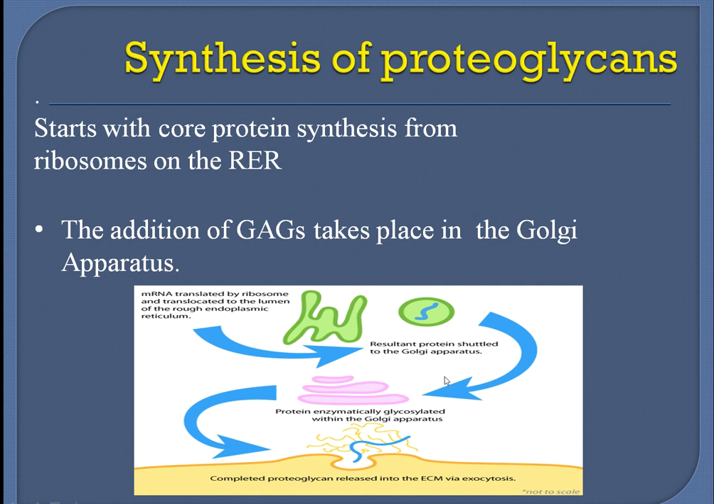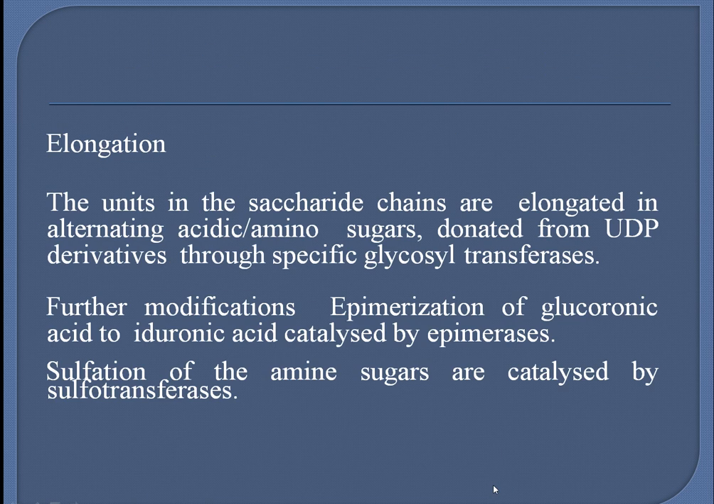Now the resultant protein formed, as you can see in this figure, is shuttled to the Golgi apparatus where it is glycosylated with the glycosaminoglycans within the Golgi apparatus itself. Now this completed proteoglycan is released into the extracellular matrix via exocytosis. So first the core protein synthesis takes place, then glycosylation, then the proteoglycan is released.